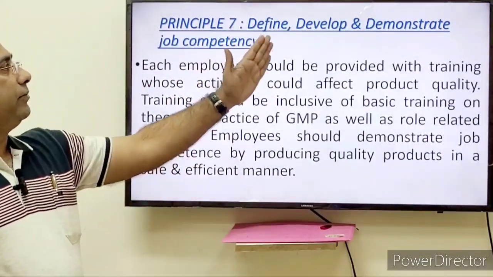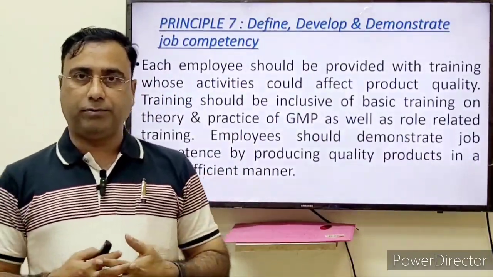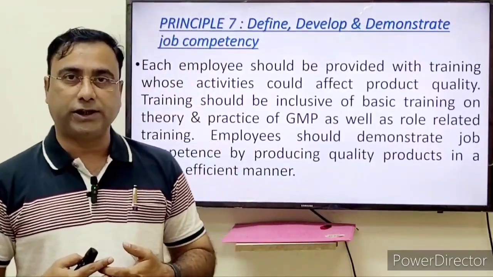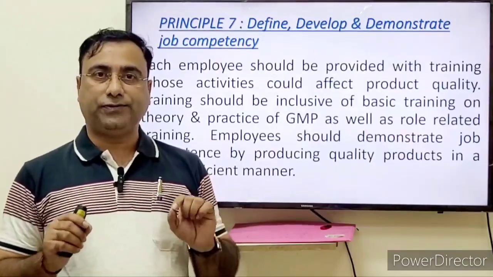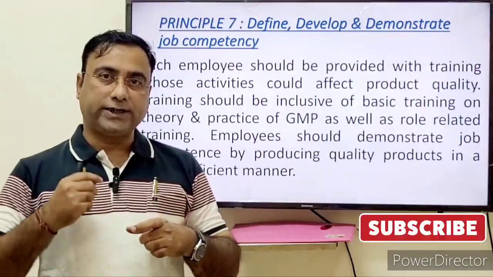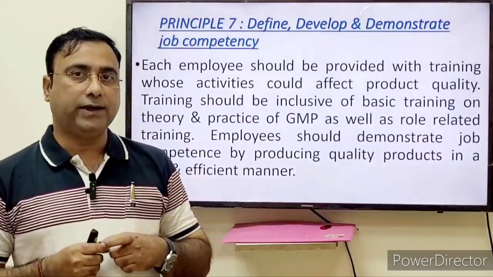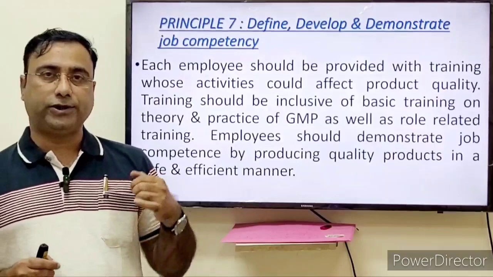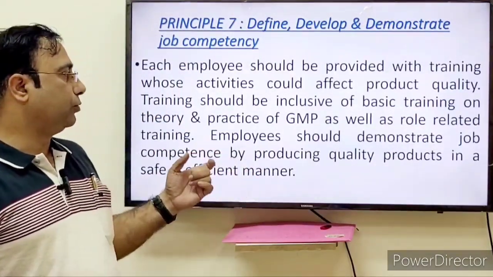Then define, develop and demonstrate job competency. Every employee working in the edible production system, the edible dispatch system or the food storage area should have a properly defined job. After defining the job, they must develop themselves, understanding the requirement and the objective of their job. Then demonstrate: you have to always check that the employee is following exactly what they have to do, as agreed for the job.